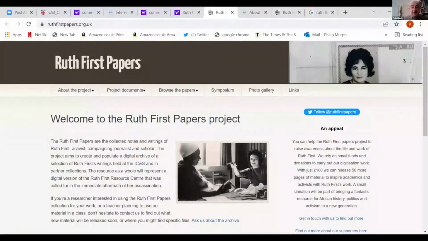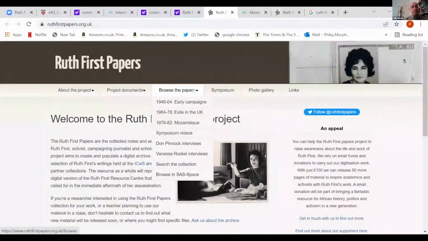Born in 1925, assassinated in Mozambique in 1982. And partly because the Institute of Commonwealth Studies had very close links to South African emigres and activists, particularly under Shula Marks, when Shula was our director in the 80s, a lot of papers on South Africa and the anti-apartheid movement found their way to the Institute. And we digitized those.